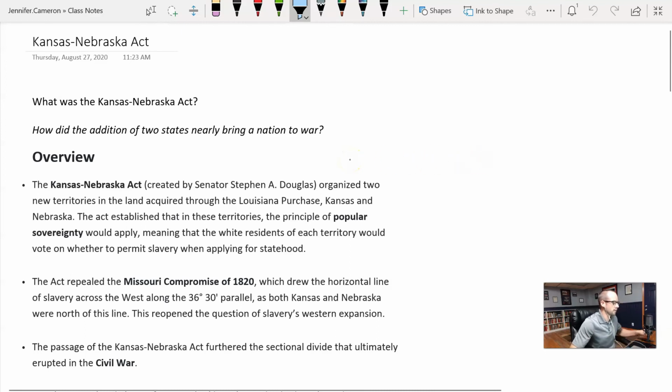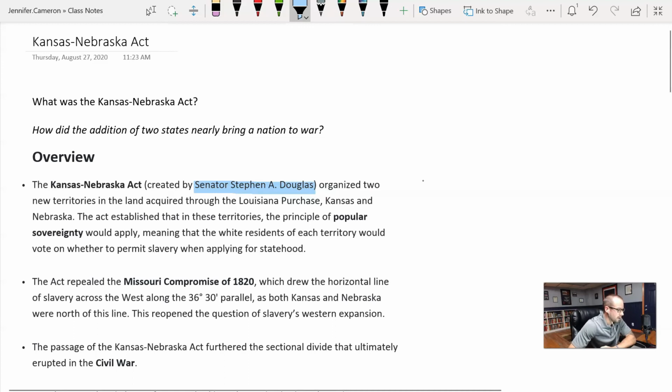So first thing, if we're looking at the Kansas-Nebraska Act of 1854, we need to figure out what exactly the Kansas-Nebraska Act is, and how did the addition of these two future states, right now they're territories, nearly bring a nation to war? Well, one of the people that played a huge role in this is a senator by the name of Stephen Douglass. Stephen Douglass is a senator from Illinois.